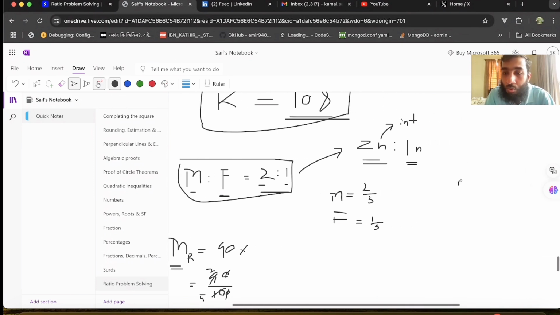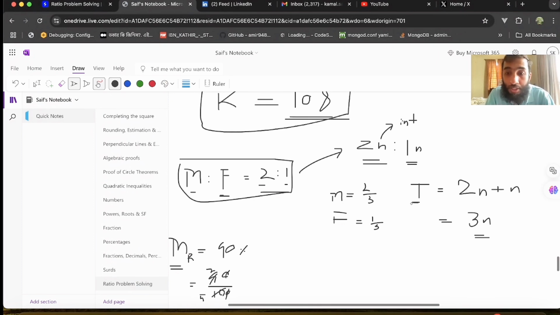So what is the total population then? If I represent the total population as T, I get what? Twice n plus n, or 1n. 1n is basically n, so this is thrice n. So the total population can be denoted as thrice n.